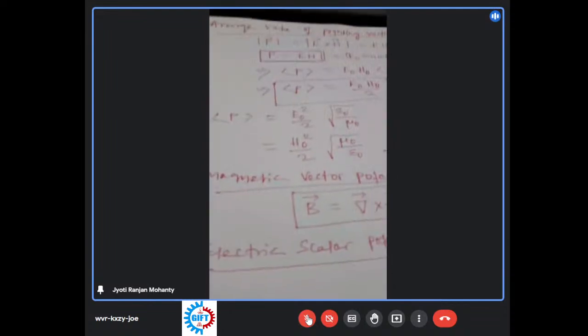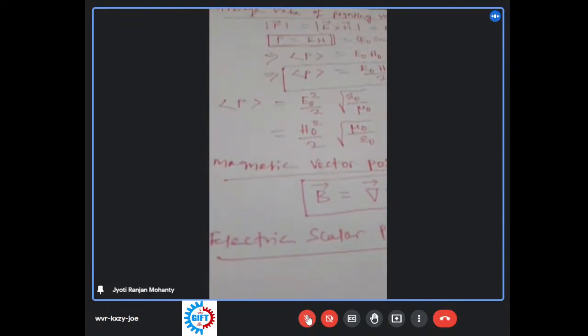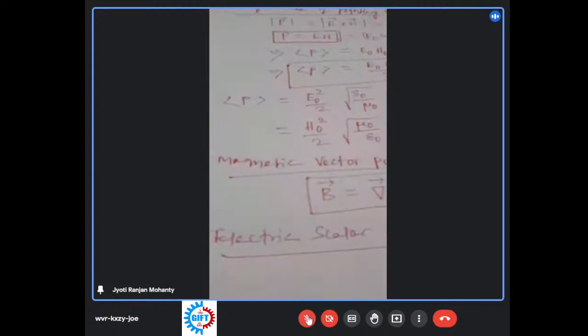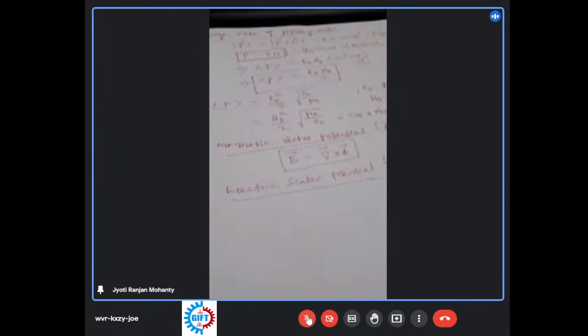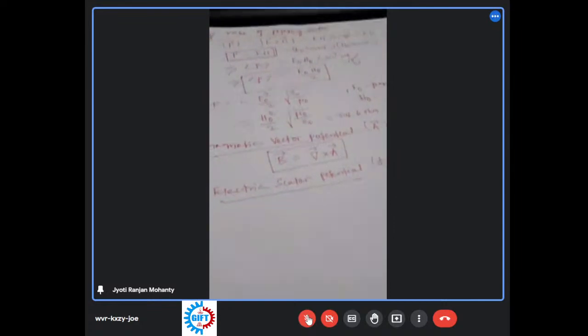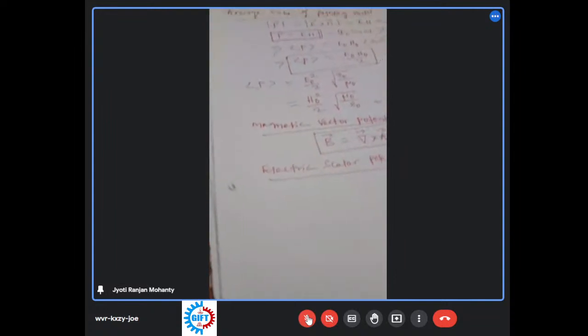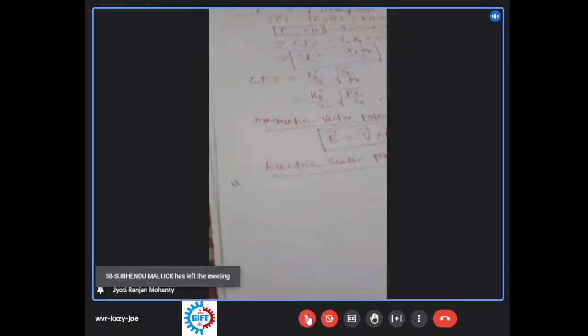If the curl of a vector field is 0, then that vector field can be expressed as the gradient of a scalar field, which is known as electric scalar potential.